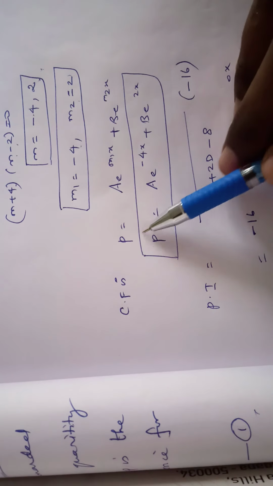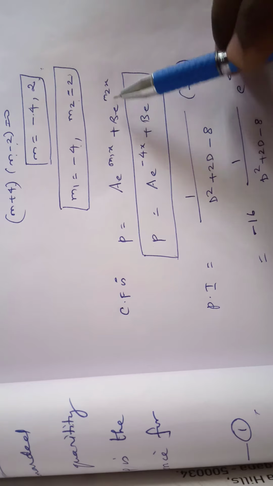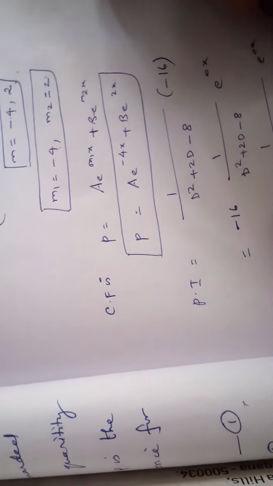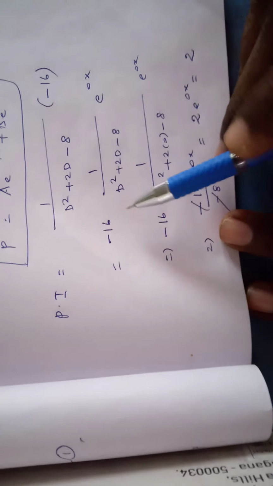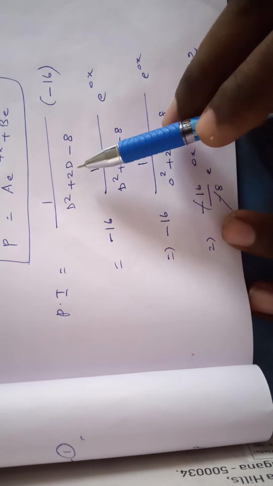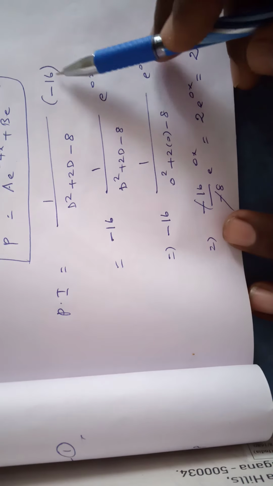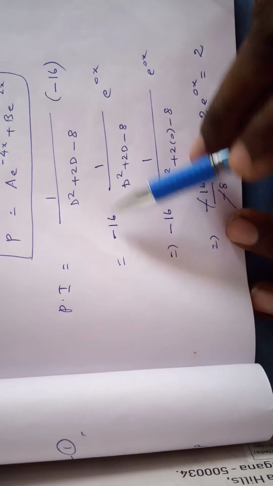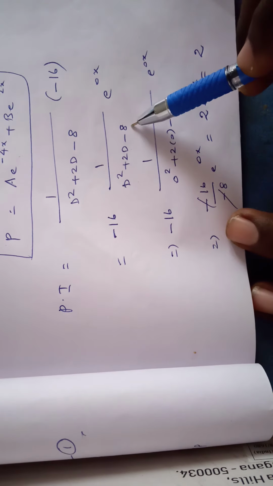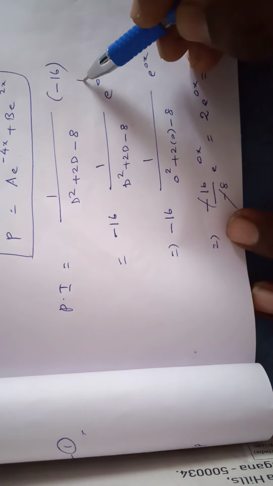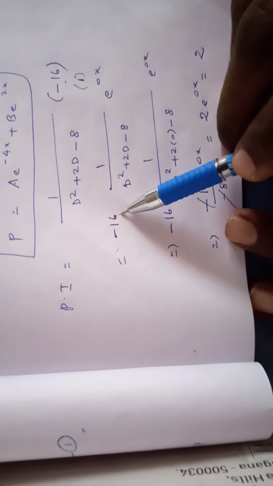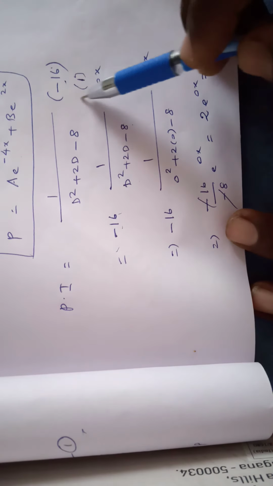The complementary function is p equals A e^(m1 x) plus B e^(m2 x), so p equals A e^(minus 4x) plus B e^(2x). Next we have to find the particular integral. The particular integral is 1 over (D² plus 2D minus 8) times minus 16, the right hand side. Minus 16 is a number, so as already told in the previous problem, we choose it as minus 16 times 1.